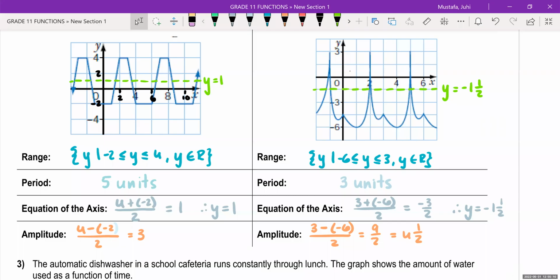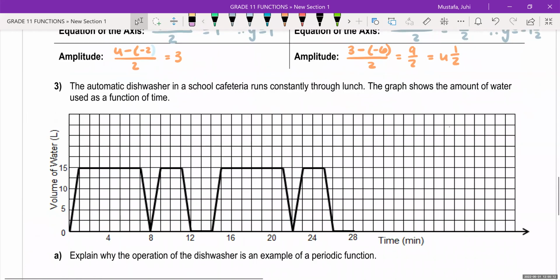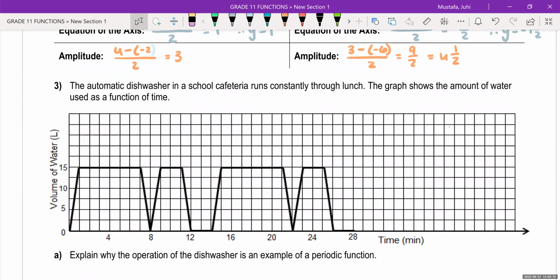All right, so question number 3. The automatic dishwasher in a school cafeteria runs constantly through lunch. The graph shows the amount of water used as a function of time. Let's look at this example, and can you explain why a dishwasher is an example of a periodic function, especially if you're talking about the volume of water coming in and leaving the dishwasher? Anyone here know how dishwashers work? Marzouk?